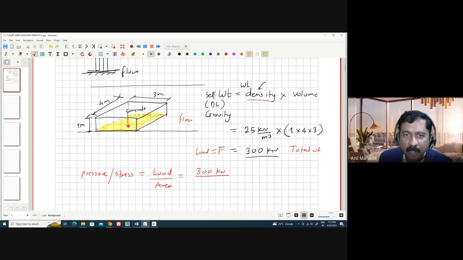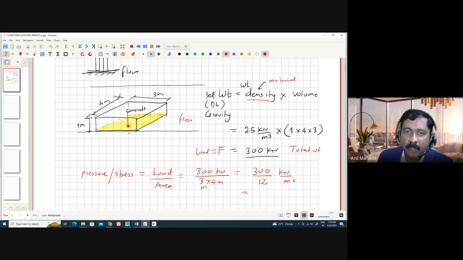You understand this. I'm taking deliberately from very basic principles, as some may miss this. So this is 3 into 4 meter. So it will be 300 divided by 12 kilonewton per meter square. So this will come some number, and that is the pressure on the floor. So if you want to calculate the load, you should know the density of material. This is very important.